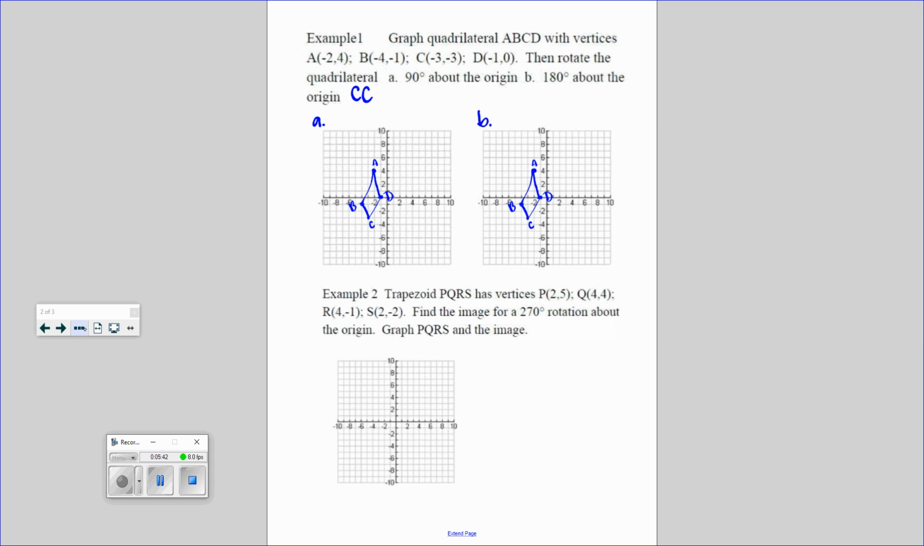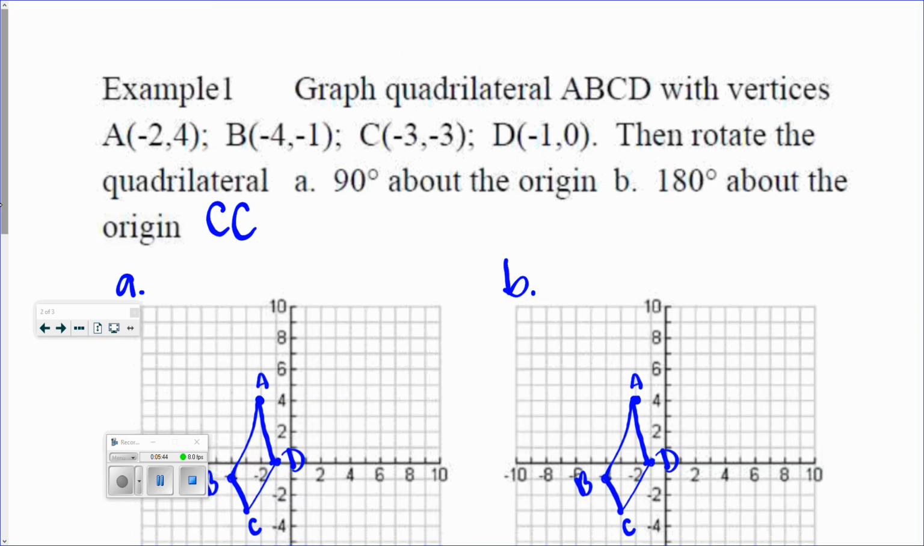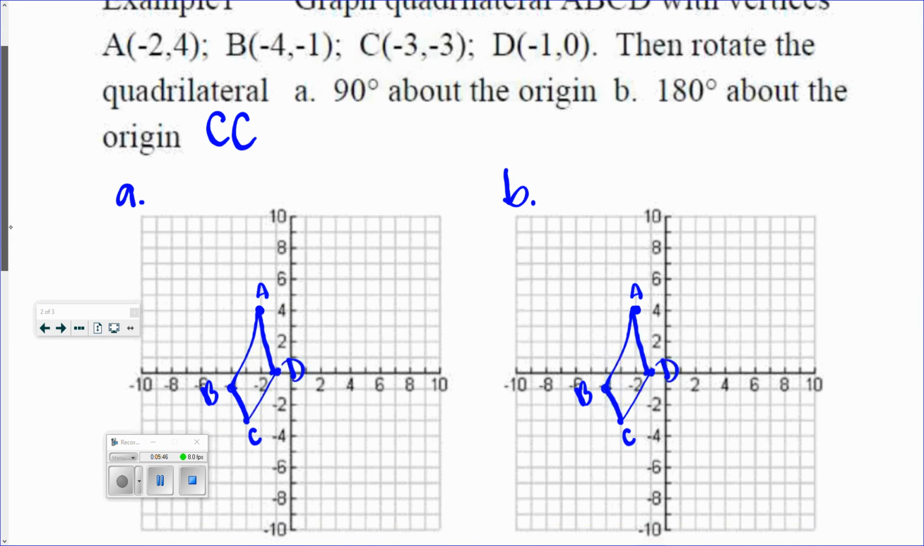Okay, so now that we have that copied, I'm going to make this a little bit bigger so we can see it a little closer. What we're looking at for part A is a 90-degree rotation. And if we think back to that shortcut we just had, it's negative y and then x is what we do to our change.